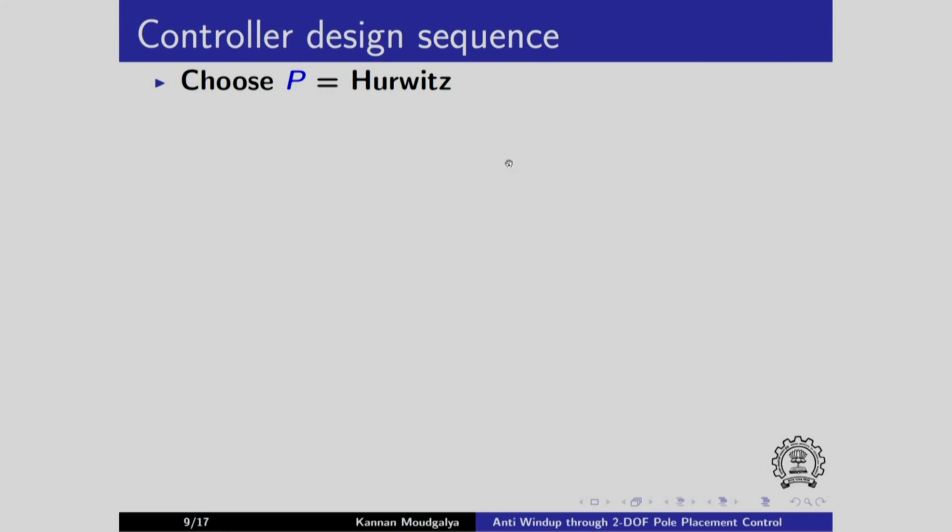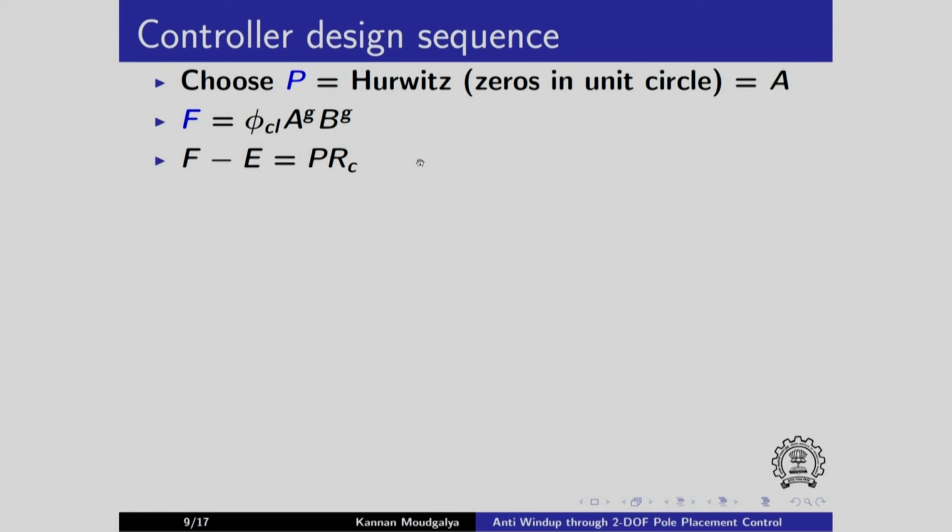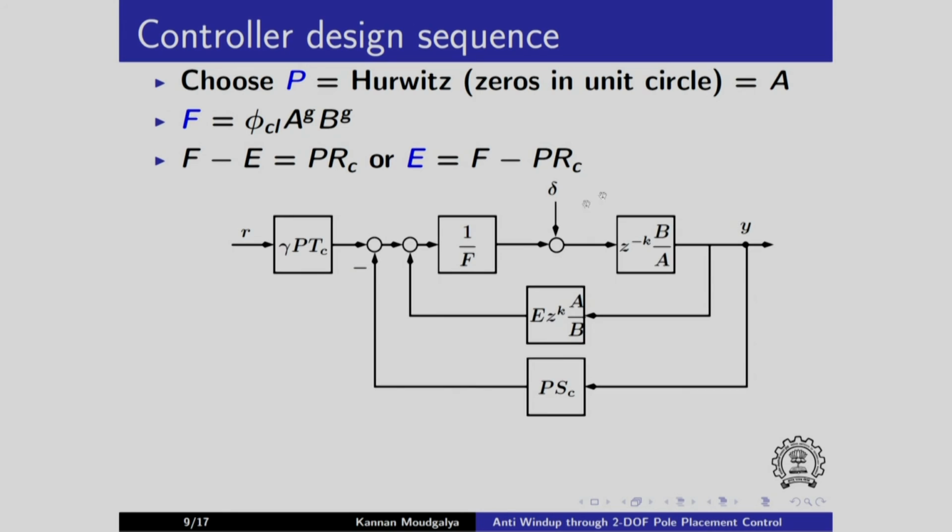So let us summarize the control design sequence. First choose p to be Hurwitz. For example, it could be A, and then choose f to be phi CL into AG into BG. This is the expression that we used in our 2 DOF controller design using transient requirements for step response, and we had f minus e equals PRC, or we determine E as F minus PRC as we have here, and here is the block diagram.